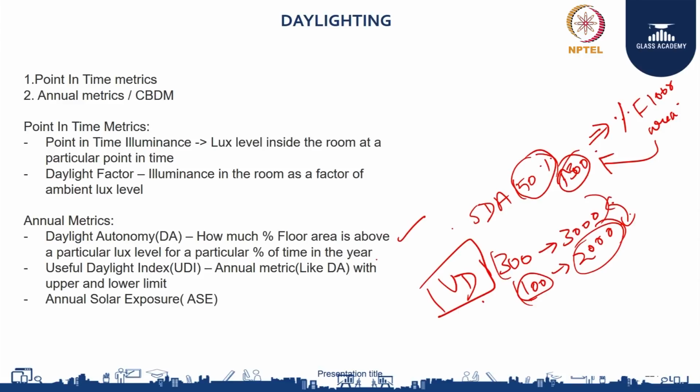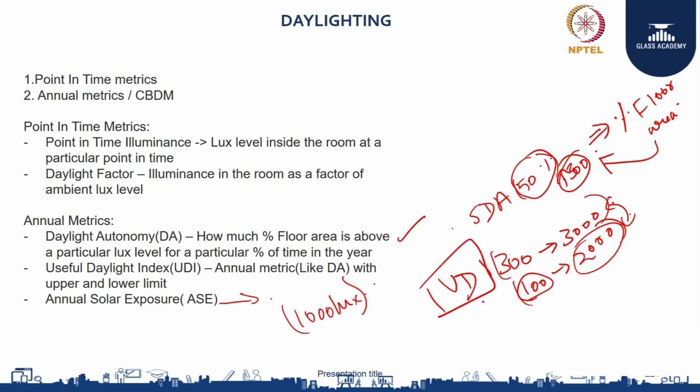So the difference between your daylight autonomy and UDI is that daylight autonomy has only one threshold limit, whereas your UDI has a lower and an upper threshold. And another one is your annual solar exposure. This is particularly important in your LEED rating, where they set the maximum limit. This is like your minimum limit, say 300. That should be satisfied, and the maximum limit should not go beyond 1000 lux.